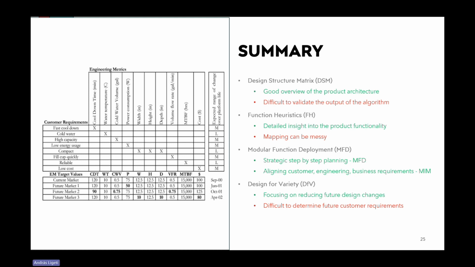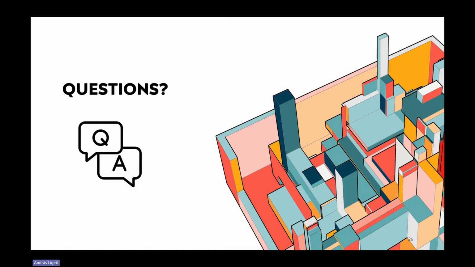Okay, I see that design structure matrix and modular function deployment may be known to you, but function heuristics and design for variety are not that well known. So then I'll try to talk a little bit more about those in the next slides. But first, before I go to that part, I would like to know if you have any questions. So if anyone has any questions, please unmute your mic and just ask them.